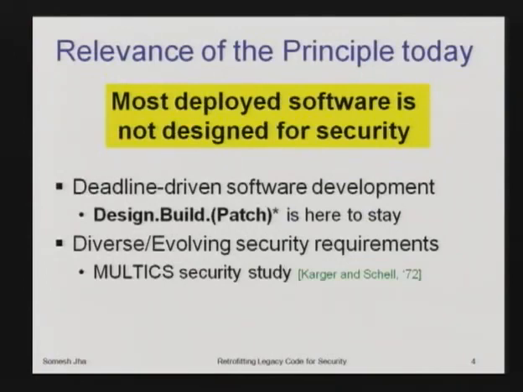And the second thing that happens is that even systems with very good intentions, like Multics, people have done retrospective studies later on showing that because of evolving security requirements, your computing infrastructure is not staying static, and the requirements that the designers thought about don't apply anymore. For example, there was a study by Carger and Shell in 72, many years after Multics, and they showed that there were some mismatches.